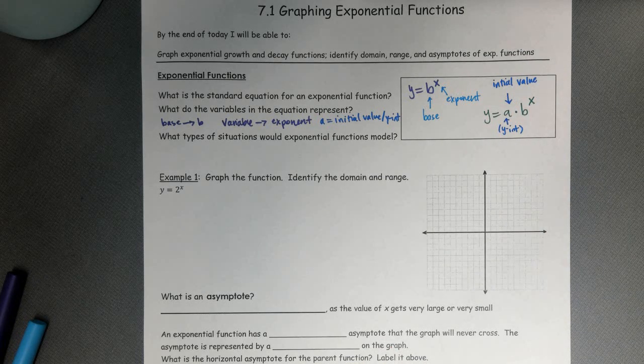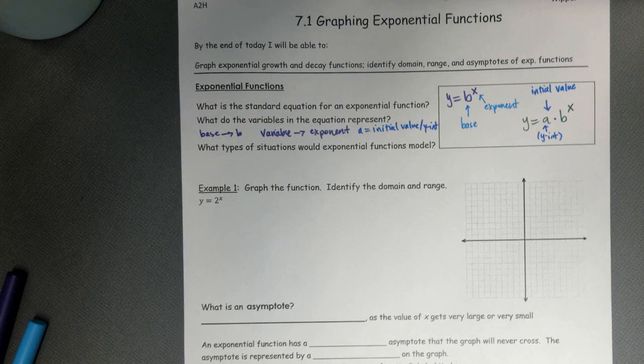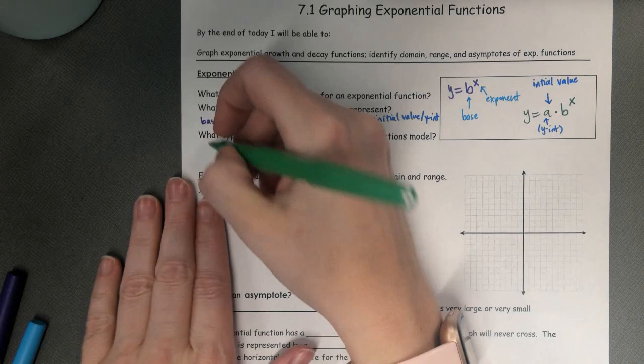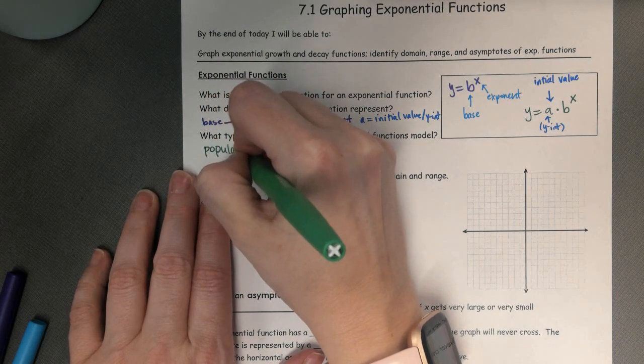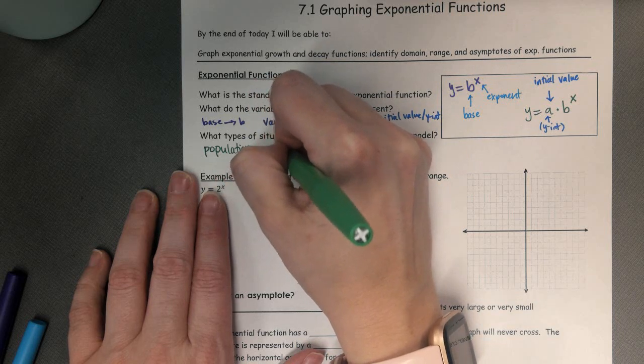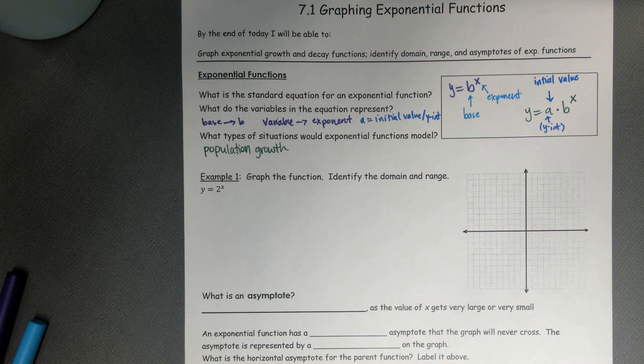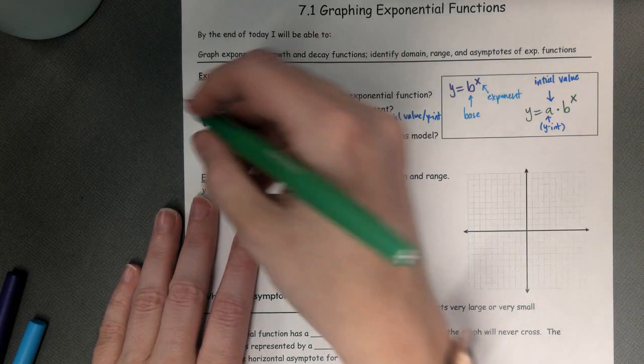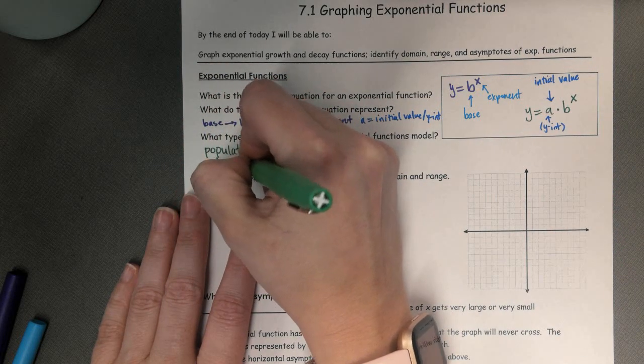All right, so types of situations exponential functions will model. So can you guys remember examples from maybe some of your science classes where you talked about things that grow exponentially or decay? Yeah, so population growth is a big one. Any other types of growth you can think of? You guys ever talk about like bacteria multiplying? Yeah, and stock actually could be growth or decay. Okay, so stock values.